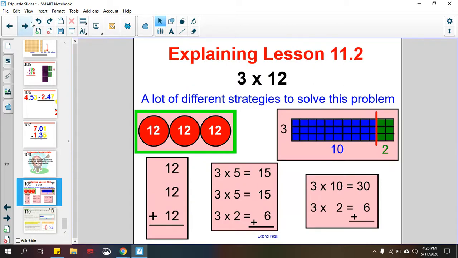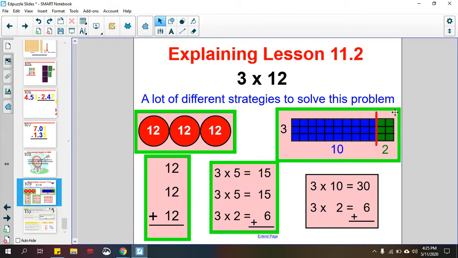Before we get to that, in explaining lesson 11.2, if we are trying to solve the problem 3 times 12, there are a lot of different strategies we have talked about this year that can solve it. For example, we've talked about making a model, which would show 3 groups of 12, because that's really what this multiplication expression says. We have talked about repeated addition, where you stack that number up so many times and add it together. We've talked about the separation strategy, so instead of trying to do 3 groups of 12 all at once, we broke that 12 into 5, 5, and 2, because that still is 12 when we put those back together.